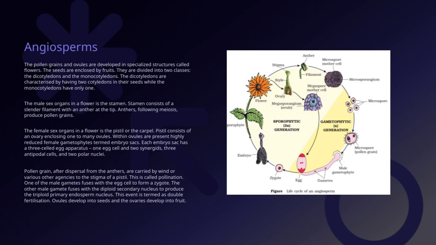In summary, these processes, from pollination to fertilization to seed and fruit development, are central to the reproductive success of angiosperms and highlight their remarkable diversity and evolutionary adaptations.